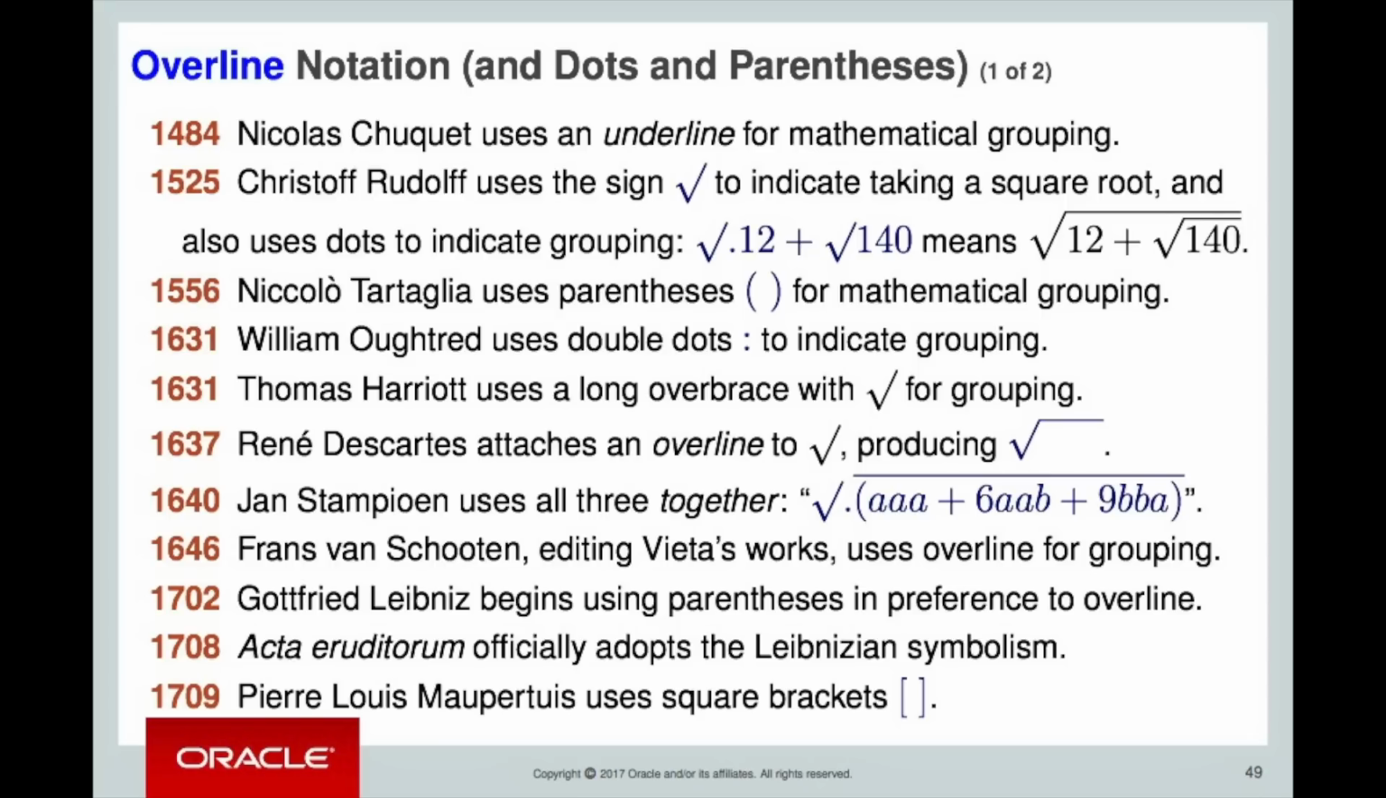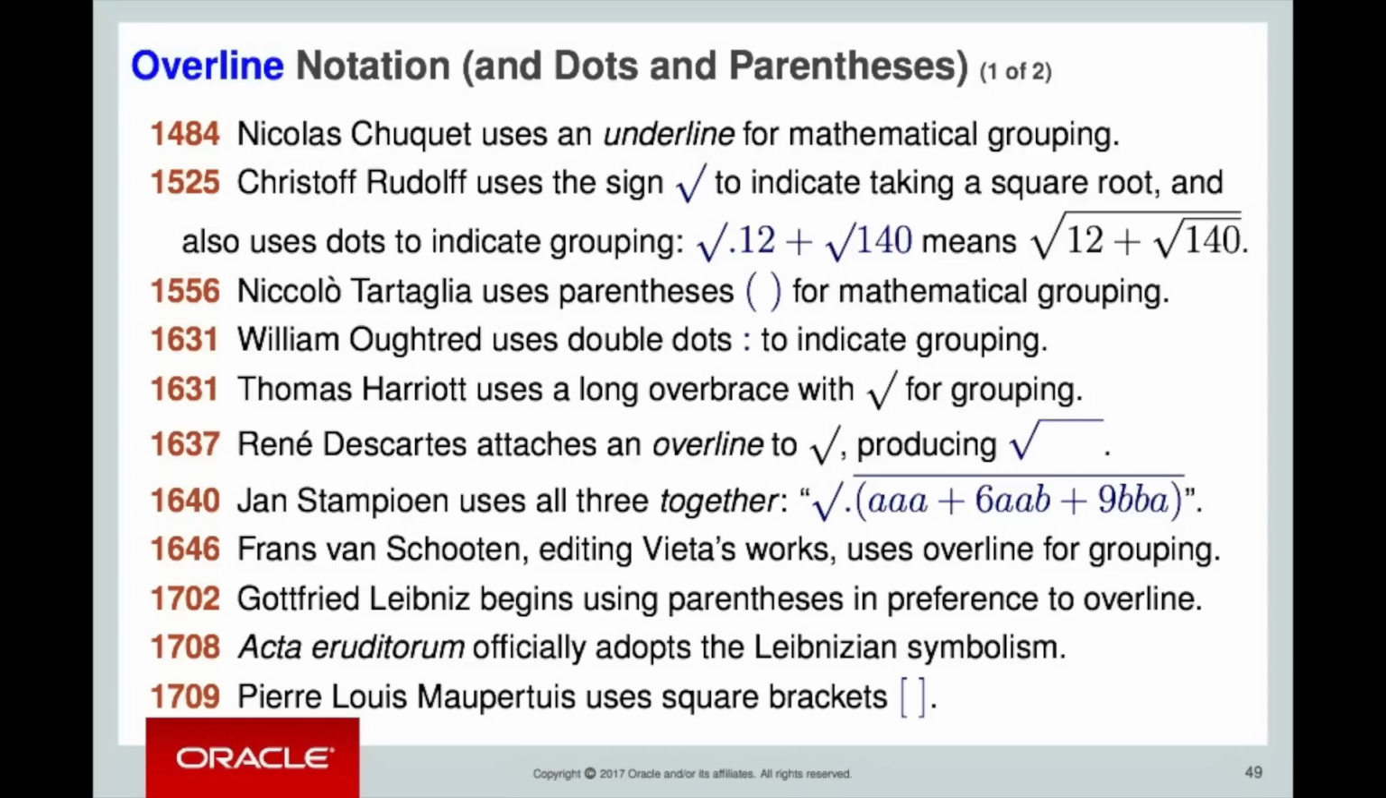Why did he use 2 dots instead of 1? He wanted to use a single dot for something else, that's why. 1631, at the same time, Harriot uses a long overbrace with that surge sign for grouping. And in 1637, Descartes attached a vinculum, that's the old-fashioned word for an overline, to the little checkmark symbol, producing the modern square root symbol, and that has been stable ever since.